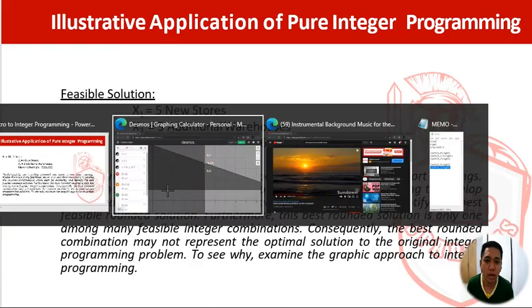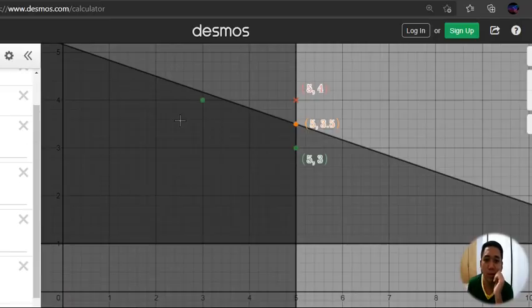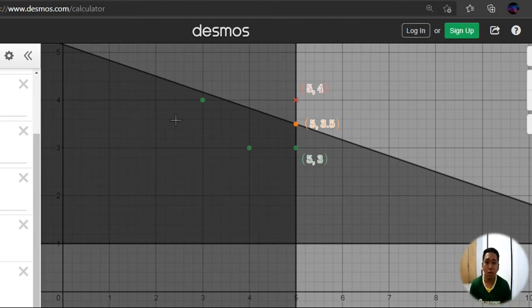What does it mean to analyze it? We have other points. It could be 3, 4, or 4, 3, or whatever whole number. It could be 1, 1, 1, 2, 1, 3, 1, 4, or 2, 1, 2, 3, 2, 4, and so on and so forth, 3, 1, 3, 2, 3, 3, and so on and so forth. Or we could consider all of these as possible.